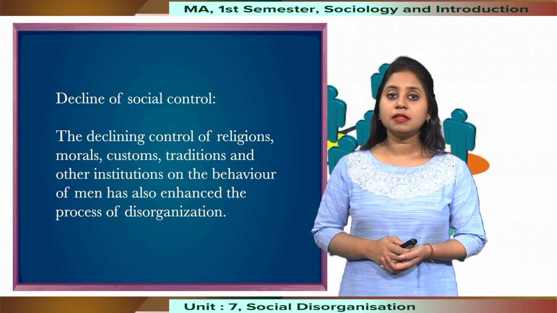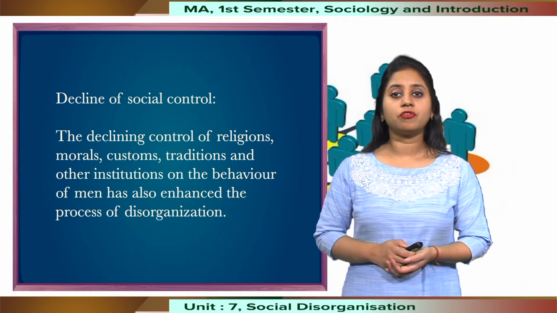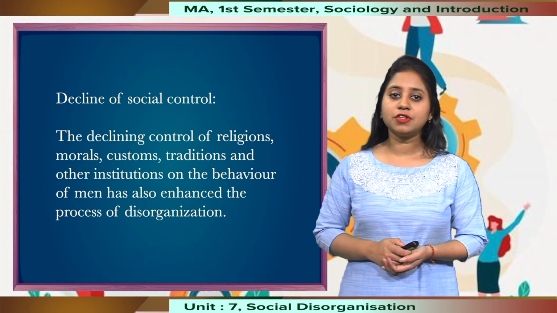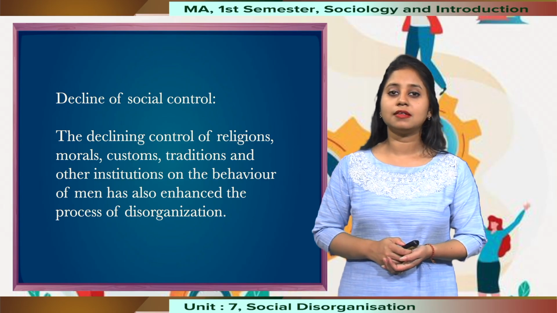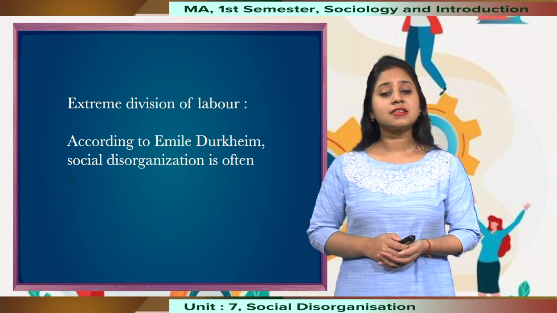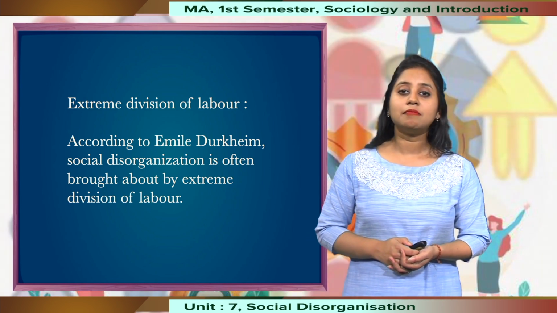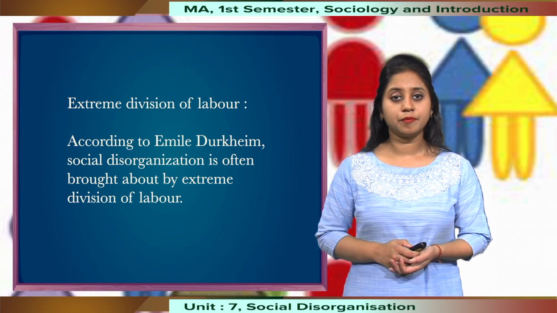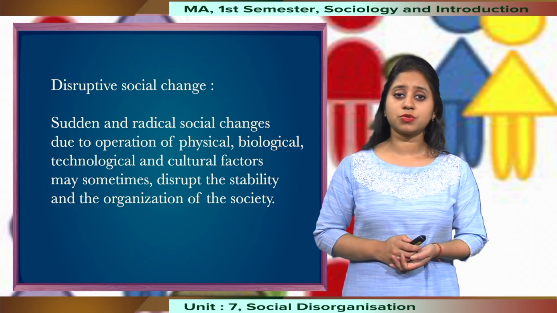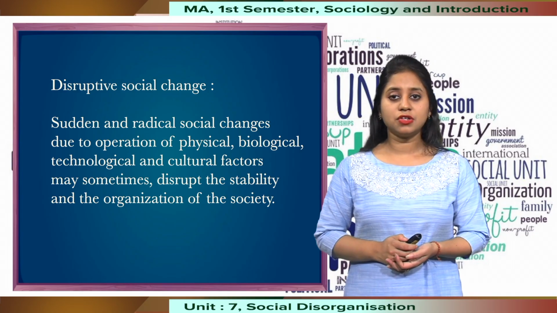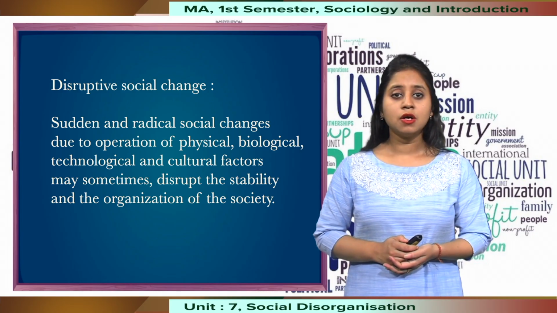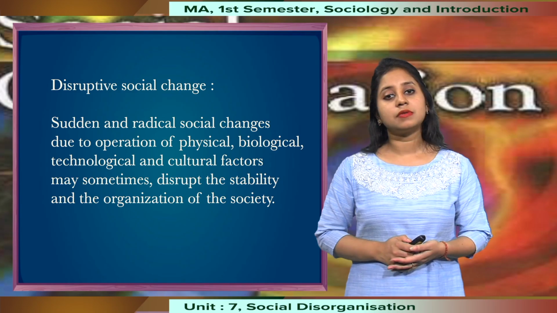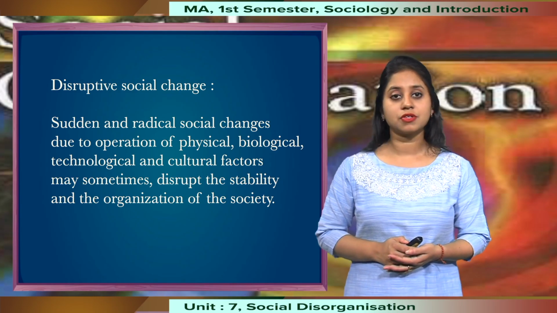Then we have decline in social control. The declining control of religion, morals, custom, tradition, and other institutions on the behavior of individuals has also enhanced the process of disorganization. Then extreme division of labor. According to Emile Durkheim, social disorganization is also brought about by extreme division of labor. Then finally we have disruptive social change. Sudden and radical changes, as we have already discussed in the context of revolution, which lead to physical, biological, technological, and cultural changes, may sometimes disrupt the stability and organization of a particular society.